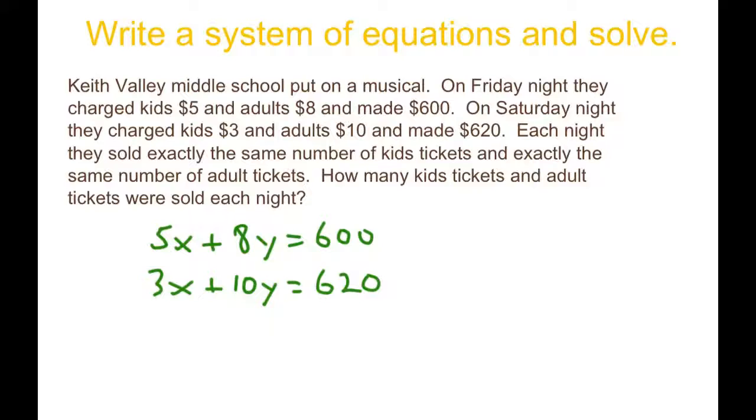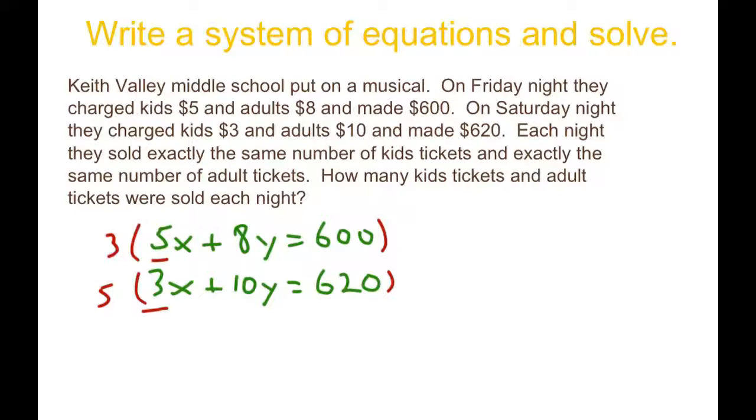All right, so now I'm going to use my elimination method to solve. I noticed that I don't have any coefficients that are the same. I also noticed that I don't have any numbers that are easy to multiply one equation by to get a coefficient of another, so I'm going to have to handle both equations. So I'm going to deal with the 5 and the 3. I'm going to multiply the top equation by 3, the bottom equation by 5.